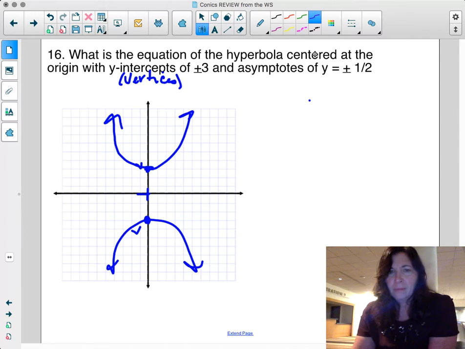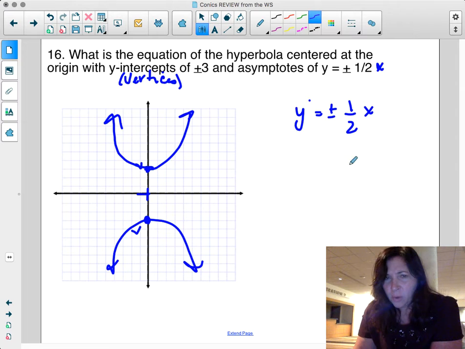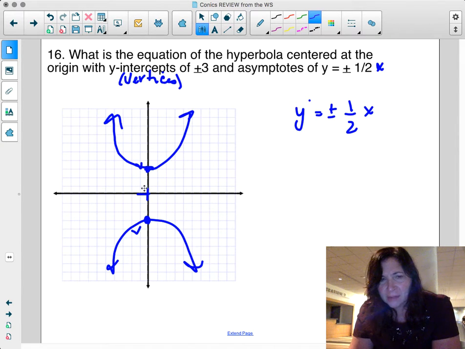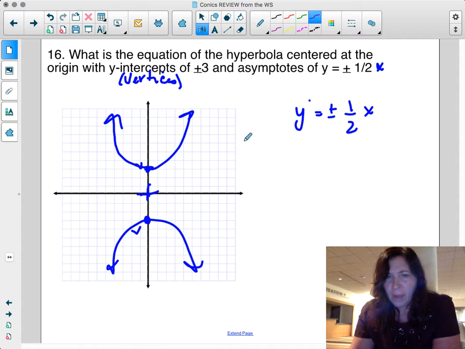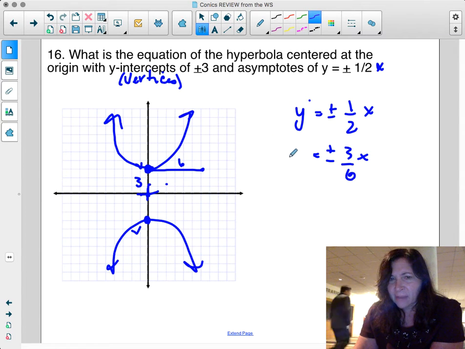Okay, my asymptotes are at y equals, that should be an x there, plus or minus 1/2 x. That's the equation of my asymptotes, which basically means from 0, 0, I'm going to go up 1 over 2, up 1 over 2, up 1 over 2 until I get to the same level as this. Or I could have gone up 3 and over 6. And that would have also, plus or minus, up 3 over 6, given me the same value for my asymptotes.